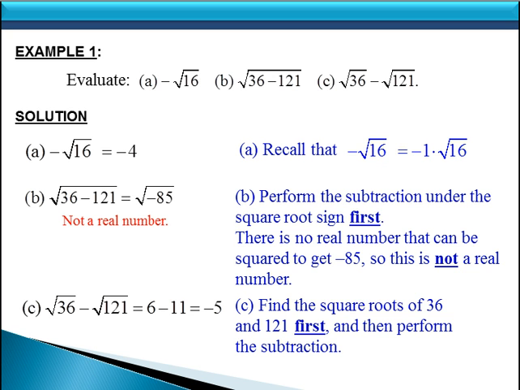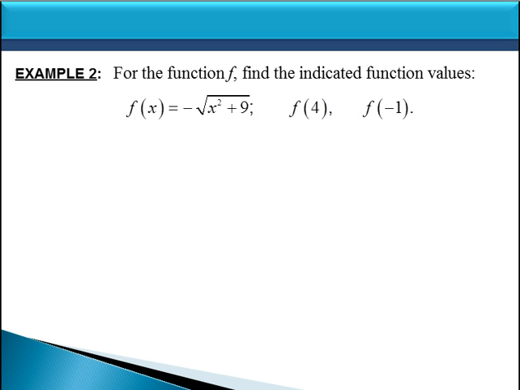So if the addition or subtraction is in the radicand, you must do that first and then take the square root. But if the subtraction or addition is outside of the radicals, separating two separate radicals, then you actually perform the square roots first and then the addition or subtraction.